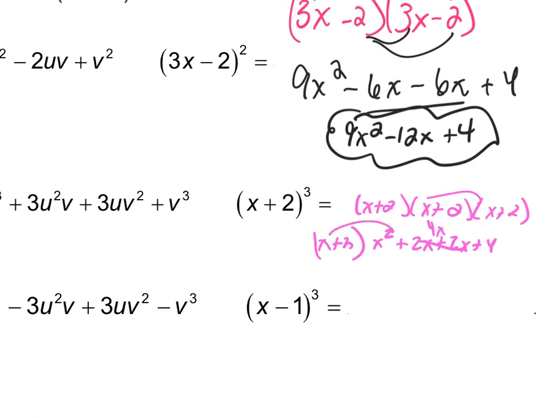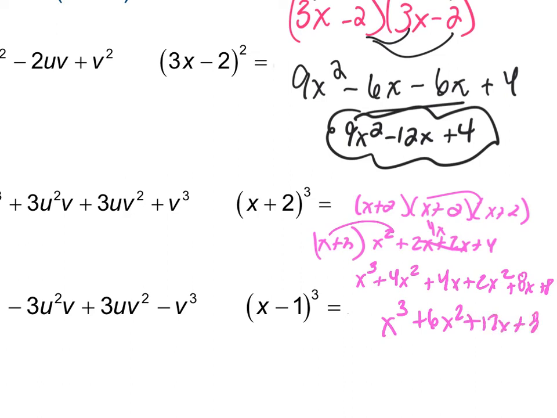So x times x squared is x cubed. X times 4x is 4x squared. X times 4 is 4x. 2 times x is 2x squared. 2 times 4x is 8x. And 2 times 4 is 8. So when we combine, we have x cubed plus 6x squared plus 12x plus 8.